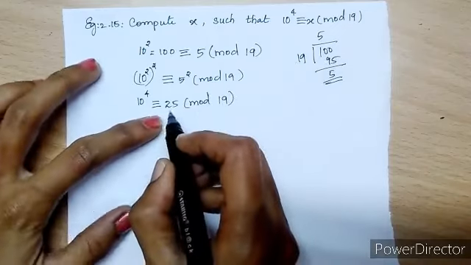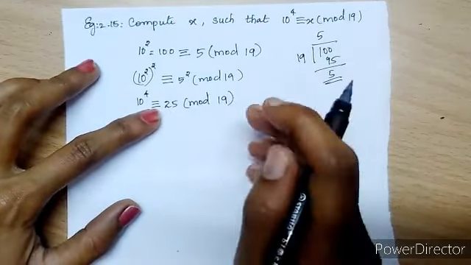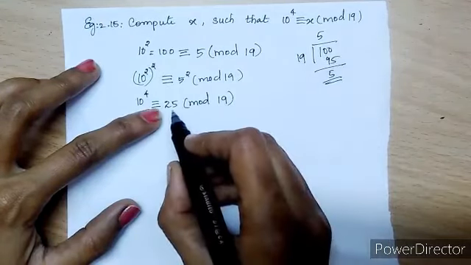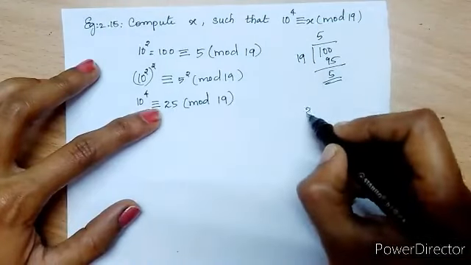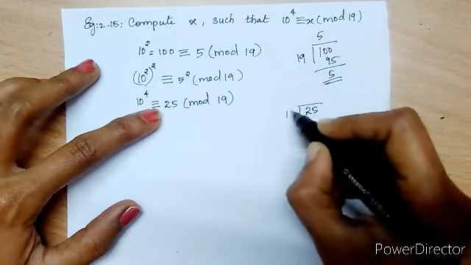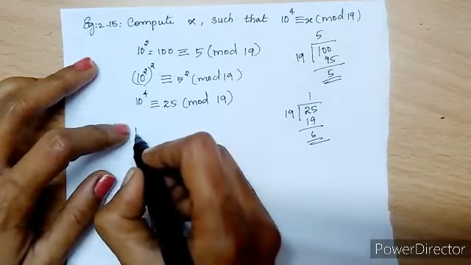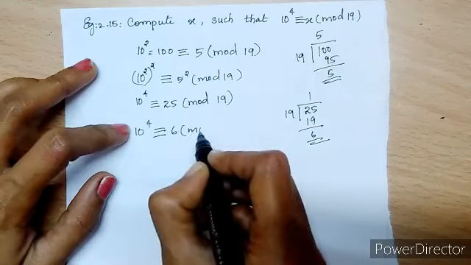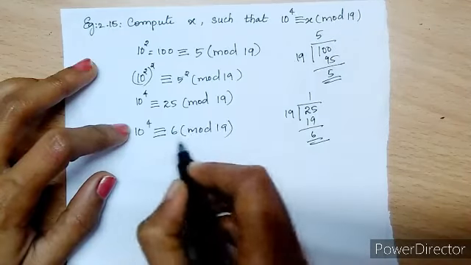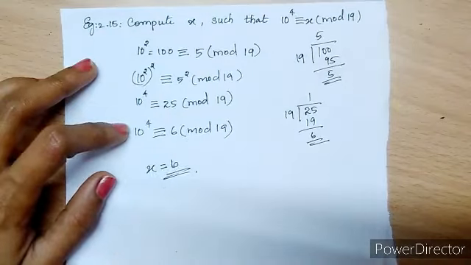See here, the remainder is 25, divisor is 19. Here, while dividing, the remainder should be less than the divisor, isn't it? So once again divide this 25 by 19. 1 19 is 19, remaining 6. So you can write here as 10 power 4 congruent to 6 mod 19. So what is the value of x? x is equal to 6, that is the answer.